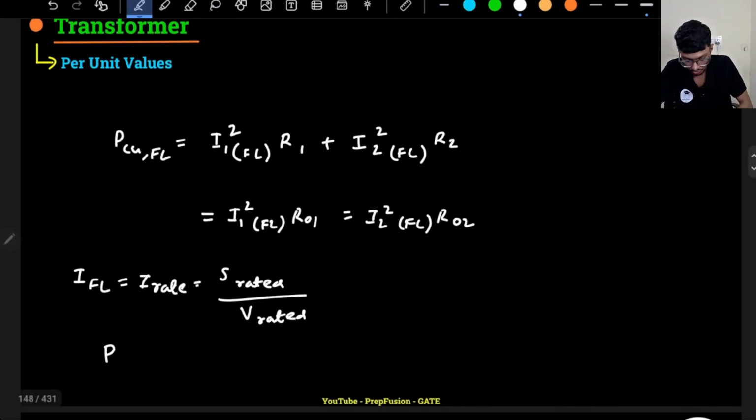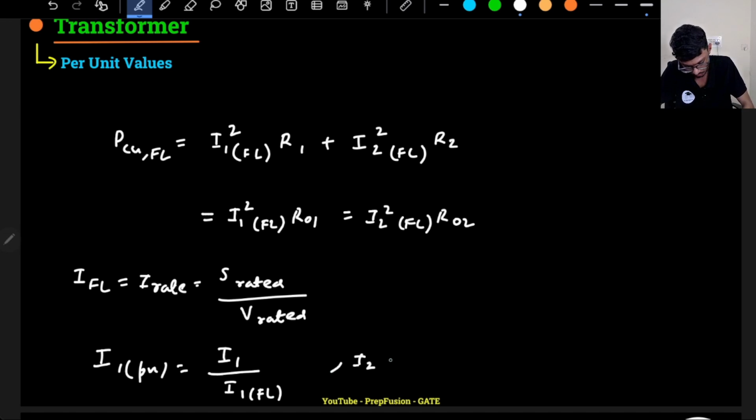So if I say what will be the per unit copper loss, what will be the I1 per unit? Basics of per unit we have already discussed in chapter 0. So I1 pu will be simply the actual value of I1 divided by I1 rated or the I1 full load. I1 full load also works fine. And your I2 pu will be I2 divided by I2 full load, correct? So these are the values.